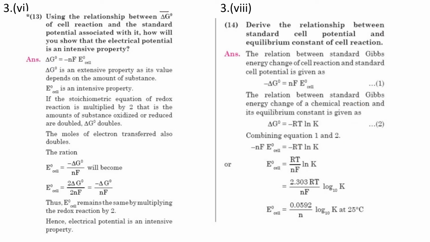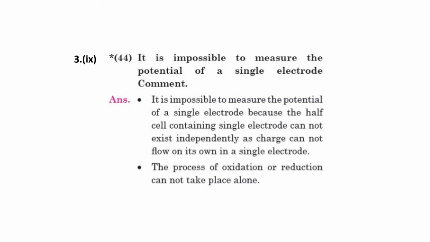Comparing the equation 1 and 2, minus nF E0 cell is equal to minus RT ln K, or E0 cell is equal to RT upon nF ln K. Converting ln to logarithm to base 10, we can write E0 cell is equal to 2.303 RT upon nF log10 K, or E0 cell is equal to 0.0592 upon n log10 K at 25 degree Celsius.